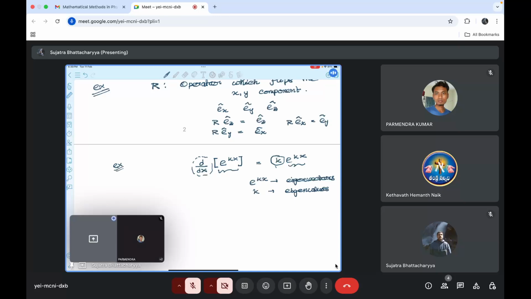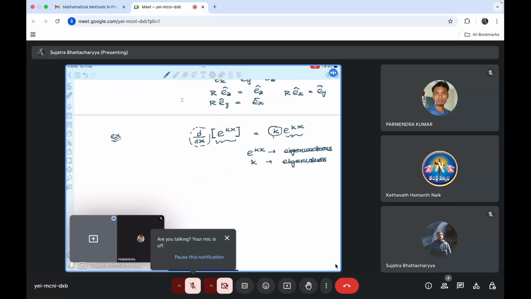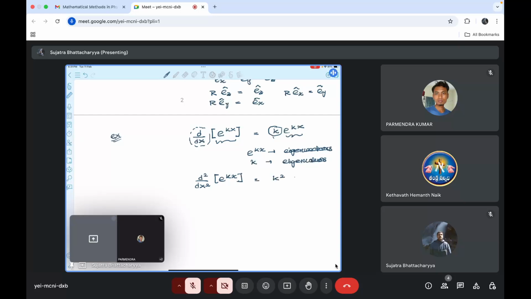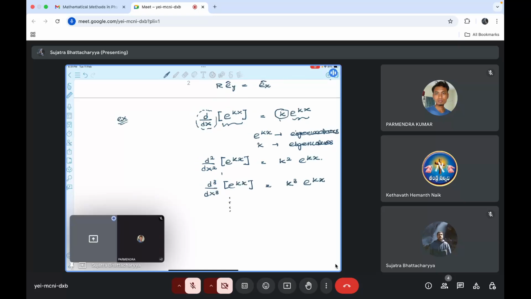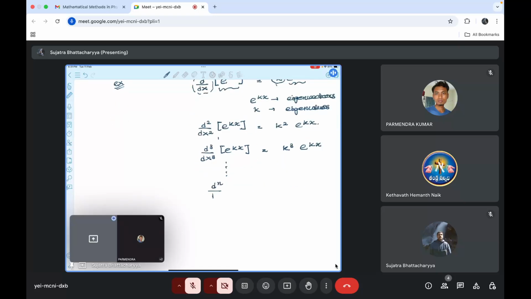Okay, so what is happening now? This is the first order differential. What about d2/dx2 of e to the power kx? Simple differentiation will tell you it will be k square e to the power kx, right? Next, d3/dx3 of e to the power kx. What will it give you? k cube e to the power kx, and so on. If you go ahead and differentiate and finally come up to d^n/dx^n of e to the power kx, you will get k to the power n e to the power kx.